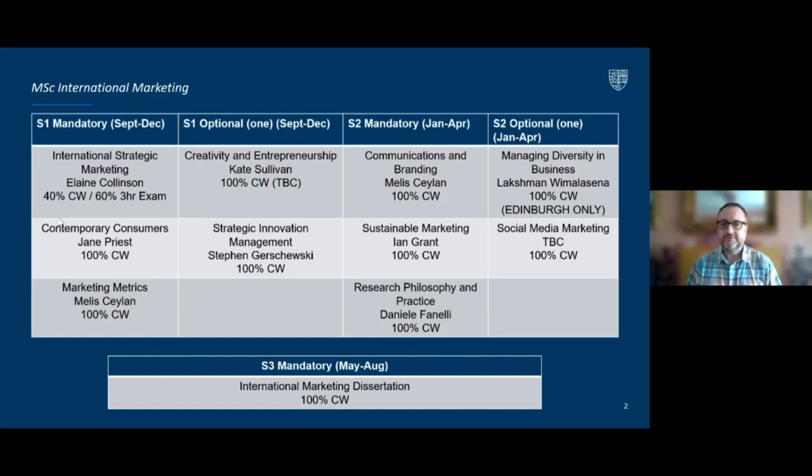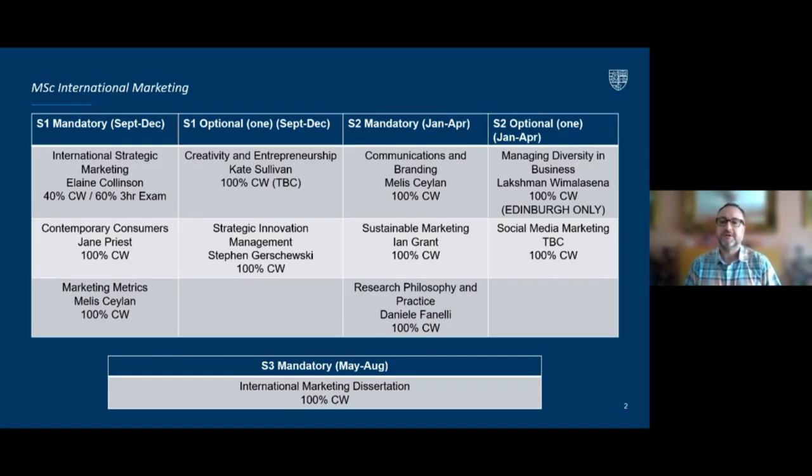In addition to that, you would choose one from the 2 in the right-hand side, and that's a choice of Managing Diversity in Business, led by Lakshman Wimasalena, or Social Media Marketing, and we've not quite decided who the course leader will be yet, but you can choose between those 2. They're both very popular. Probably social media marketing is slightly more popular nowadays, but they're both pretty popular. And that's if you're studying in Edinburgh. If anyone is studying this and it's outside Edinburgh, then it would be social media marketing.